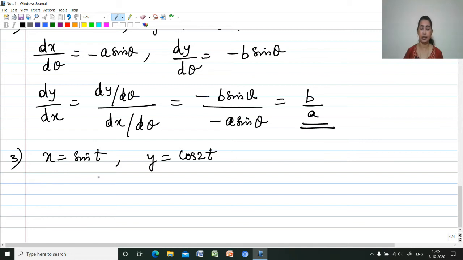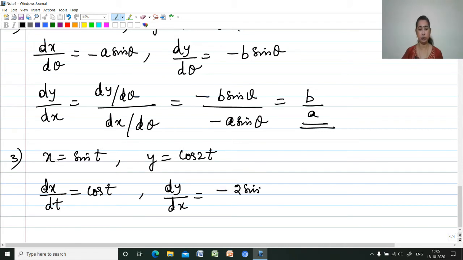Then it is in parameter t. So differentiate with respect to t, dx by dt is equal to cos t and dy by dt is equal to minus 2 sin 2t. Why is it so? Derivative of cos is minus sin 2t and derivative of 2t is 2. So minus 2 sin 2t. Now we have to find what is dy by dx.